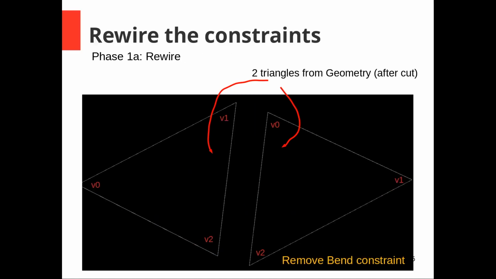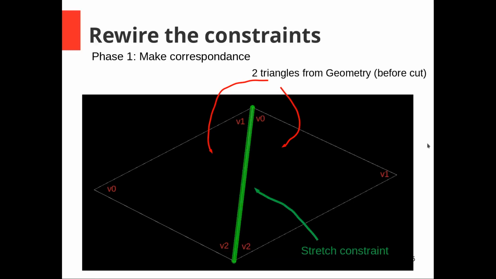Now, for each bend constraint, we check those remembered primitives on cloth geometry after cut. If at least one pair of vertices that used to be wired to the same point is now wired to different points, easy, kill the constraint, it has been cut.